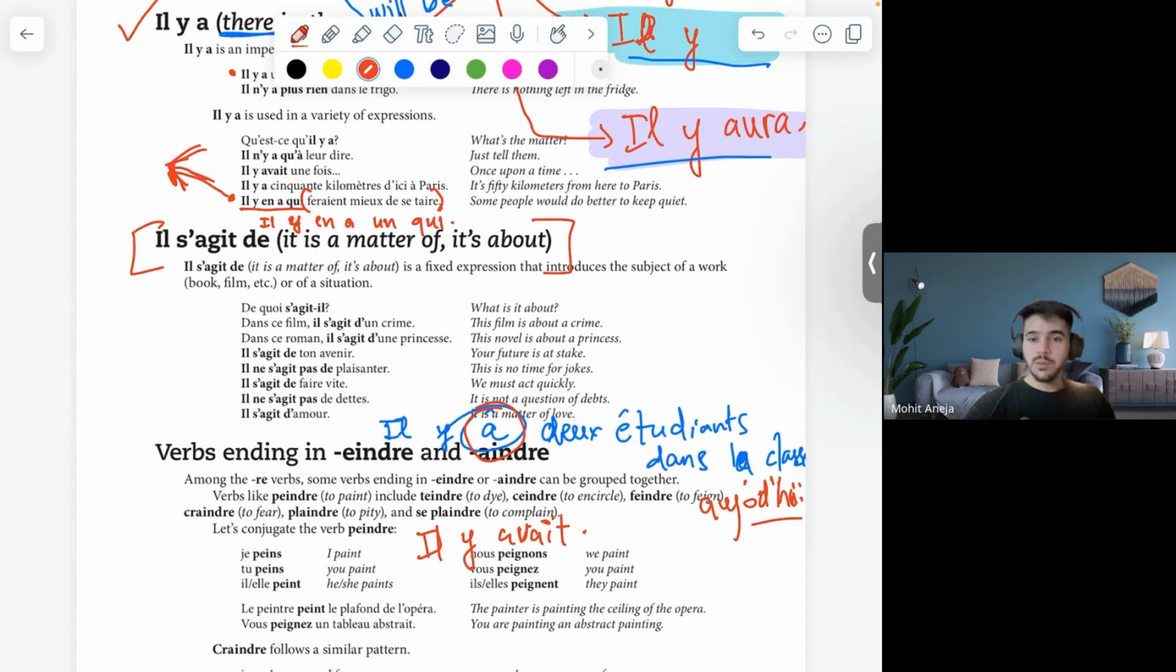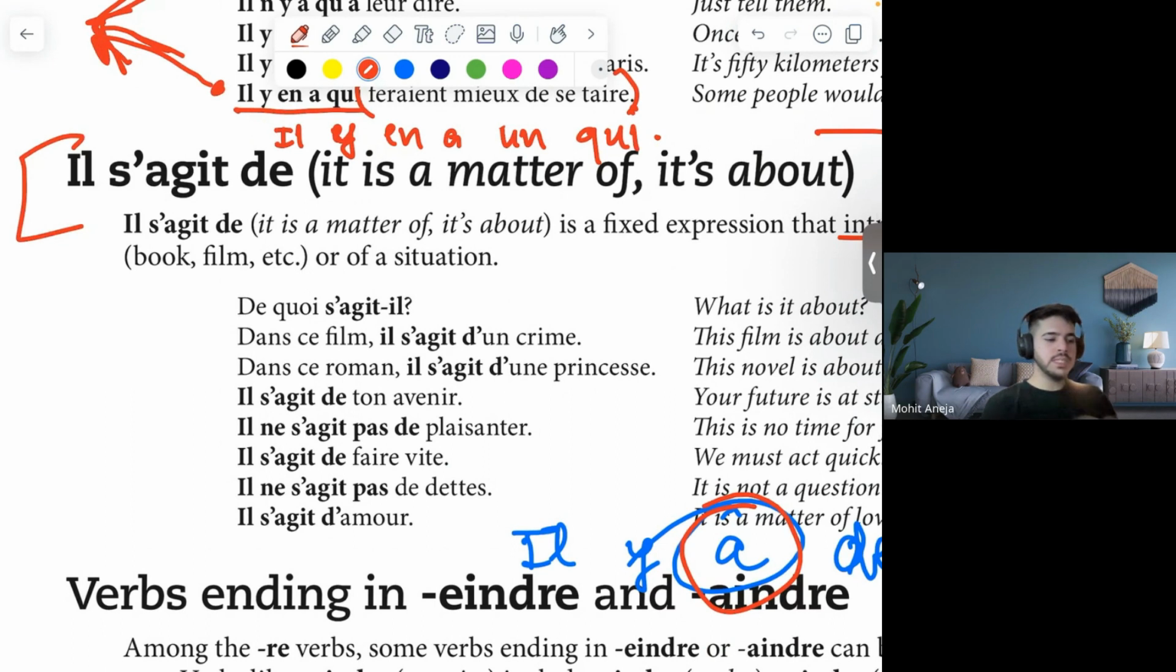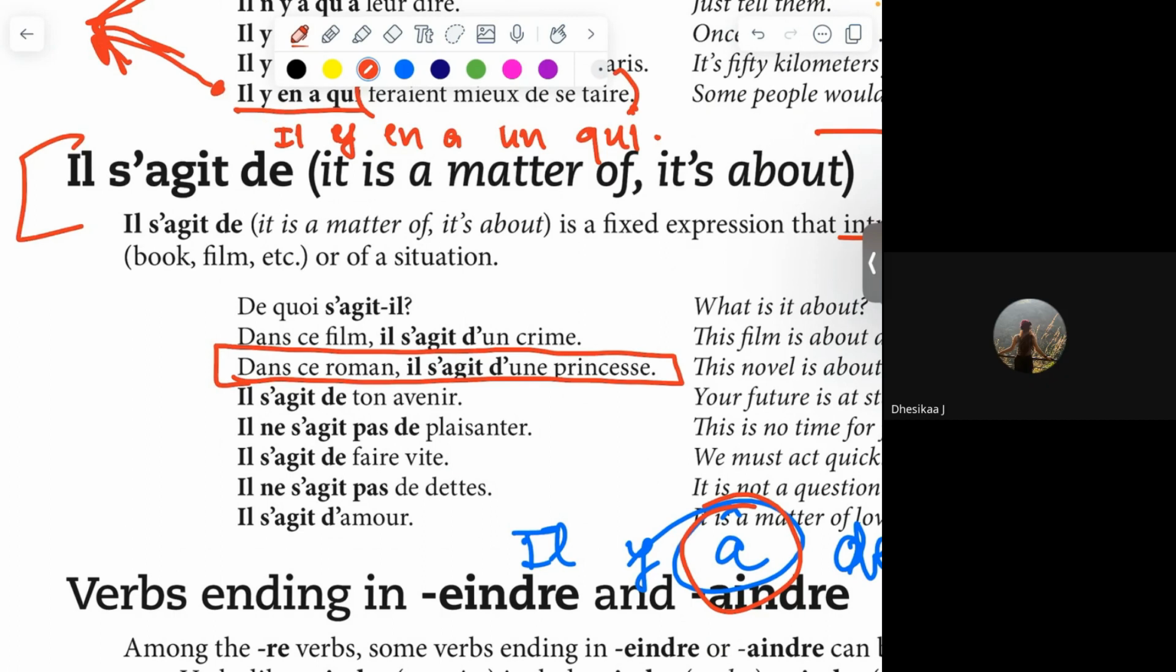Maybe I'm reading a novel and telling it to someone, okay, and I'm going to say it's about a kid whose name is Hussein. How will I say? Il s'agit d'un enfant qui s'appelle Hussein. This is how I start my sentence. Dans ce roman, il s'agit d'une princesse. This is the sentence I used. Fine. Is it clear?